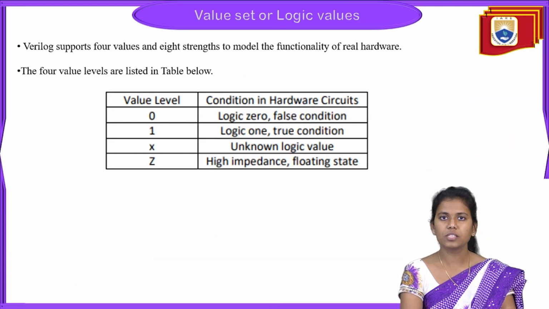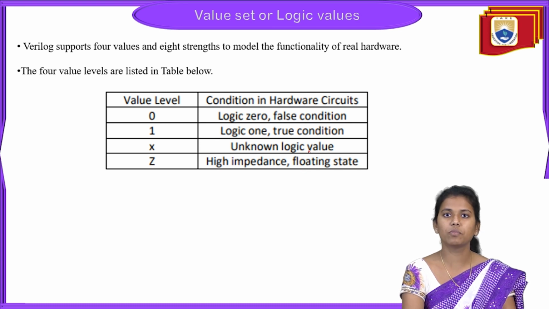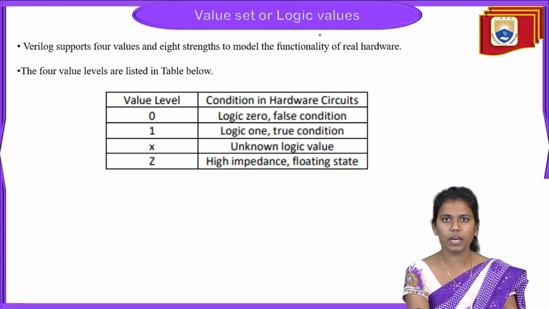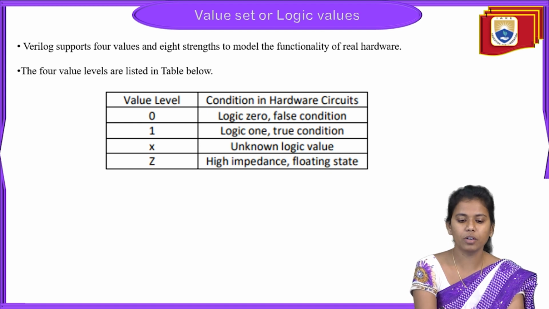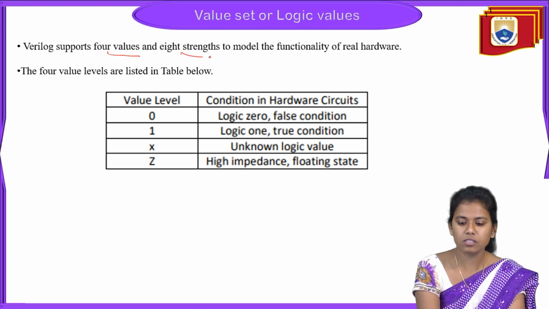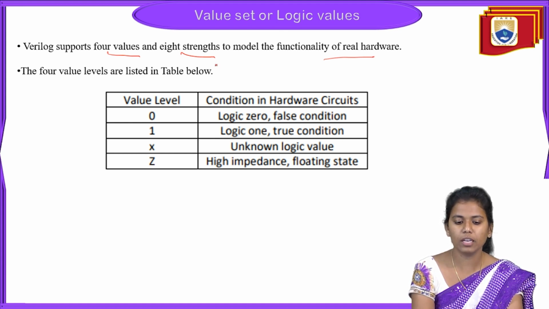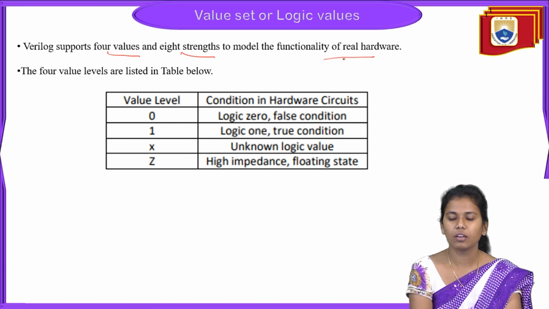Coming to value set or logic values. This is one of the constructs that you observe in Verilog. So what does this value set or logic value indicate? Verilog supports 4 values and 8 strengths to model the functionality of real hardware. The 4 values are 0, 1, X and Z.